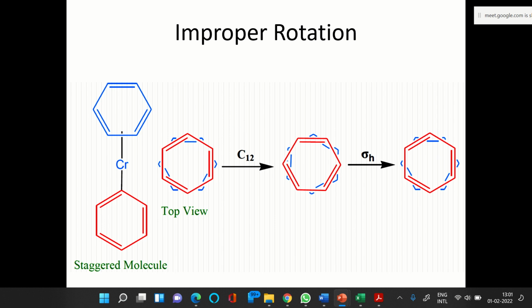C12 improper axis. In the case of this molecule, you have chromium, then you have benzene rings, two benzene rings. So dibenzene chromium, I told you about this earlier, no, the Cr bond one was different. Yes, this is the other one: one chromium attached to two benzene rings in this fashion. So in this case, if you are viewing from the top, it will look like this one, the front one, this one, and the one behind, the blue one, is like this.